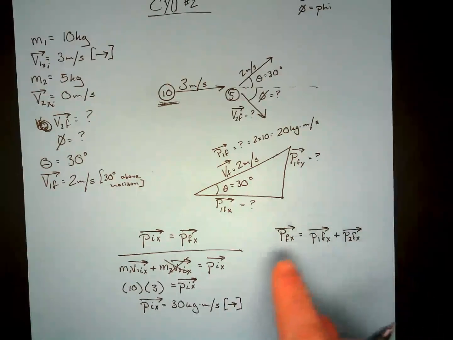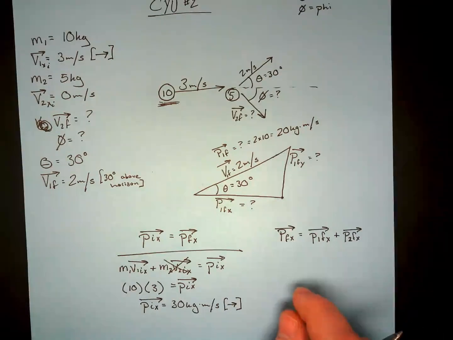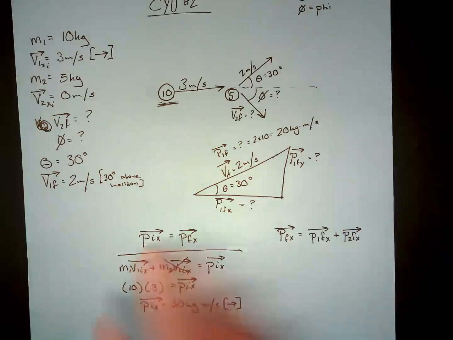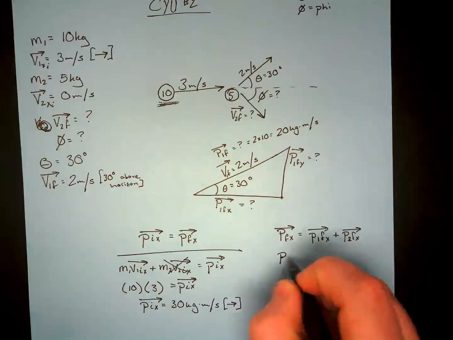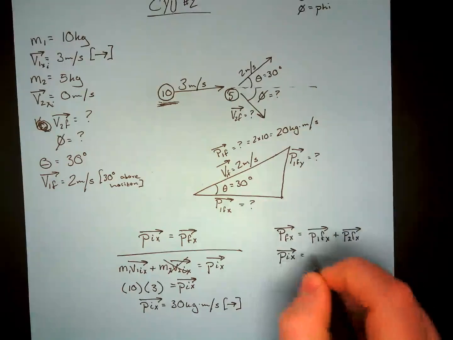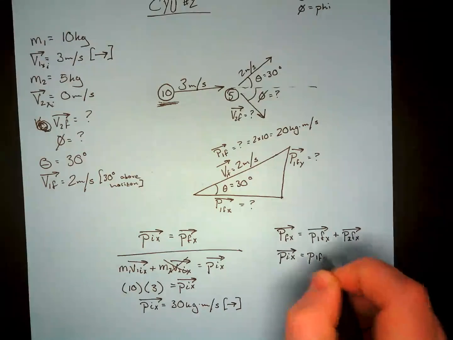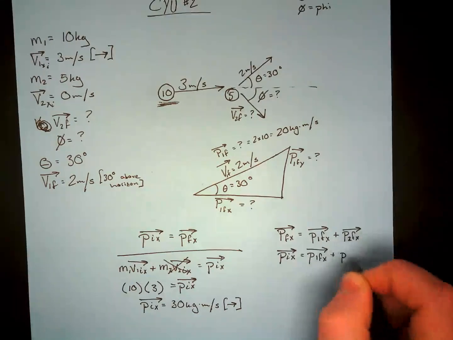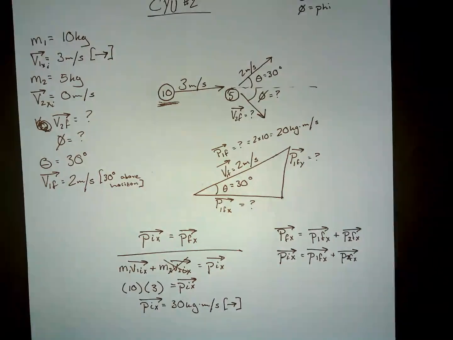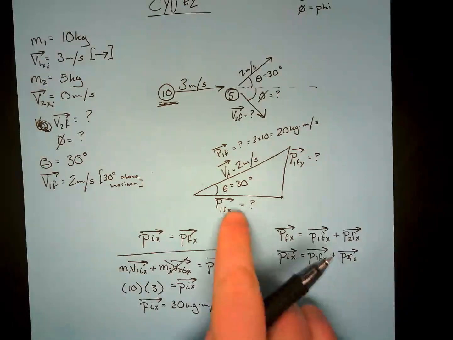Okay? And we already know this has to equal this, so what this really translates into is just this. The initial x momentum is equal to the final momentum in the x direction for our first object and the final momentum in the x direction for our second object. Okay? So let's now try to figure out what this guy is, which is right here.